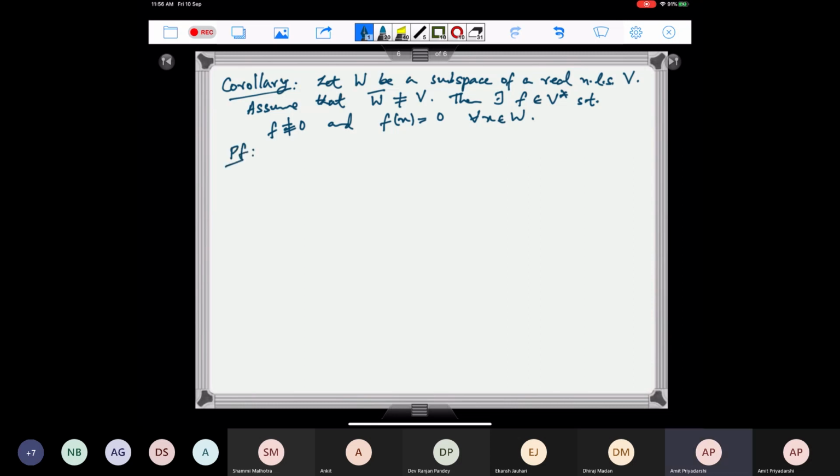To prove this, suppose we take any point x naught belonging to V minus the closure of W.